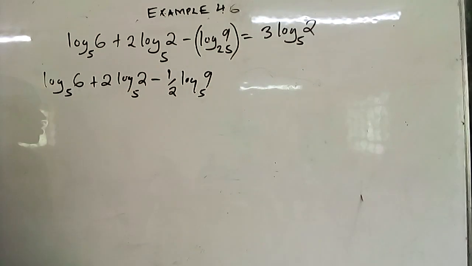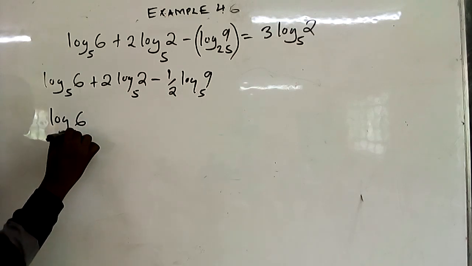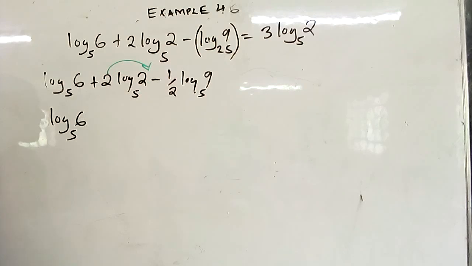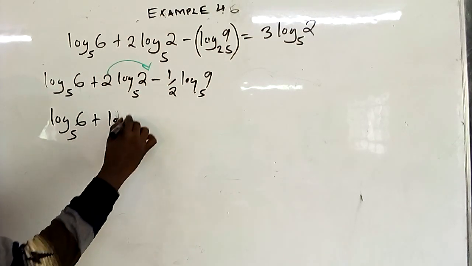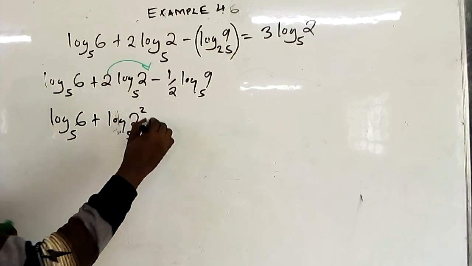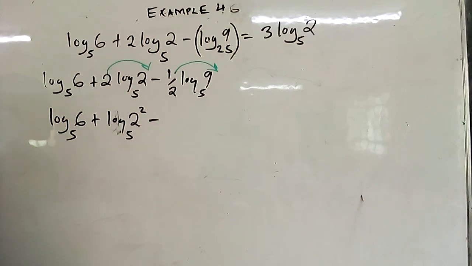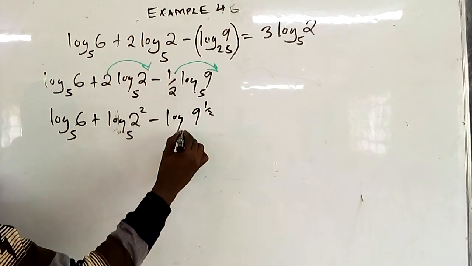We get rid of the coefficients, isn't it? So here there is no coefficient. If you take log 6 to base 5, here the coefficient 2 becomes the power, isn't it? So we have plus log 2 squared to base 5, isn't it? Then minus, this a half becomes the power, isn't it? So it is minus log 9 raised to power half to base 5.